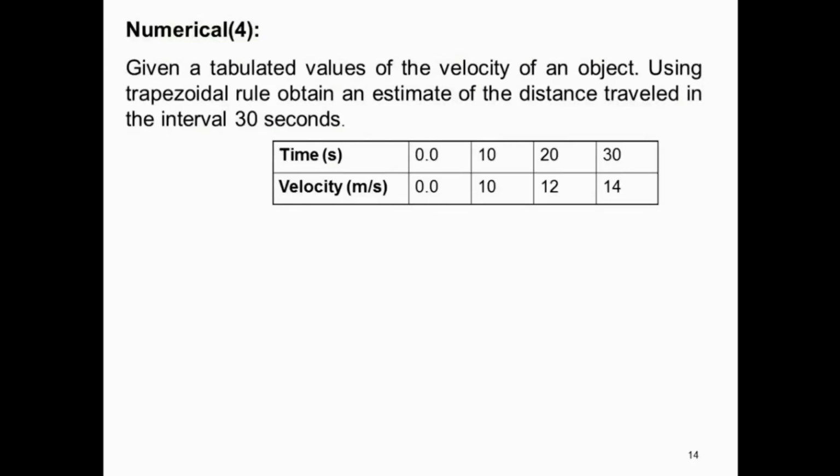Now we will solve some application based problems. The next numerical is: given tabulated values of the velocity of an object, using the trapezoidal rule, obtain an estimate of the distance traveled in the interval of 30 seconds. In this table, time and velocity are given. Time is given in seconds and velocity is given in meters per second.